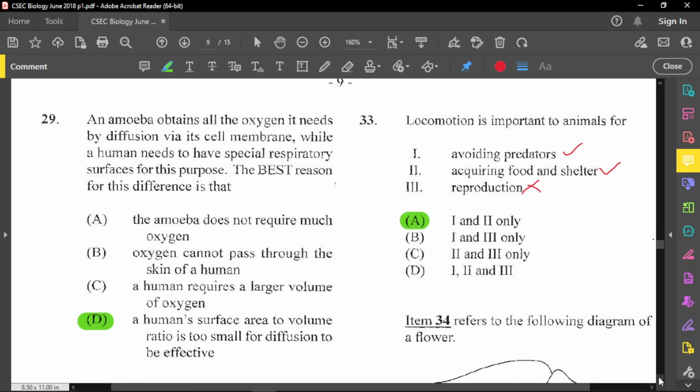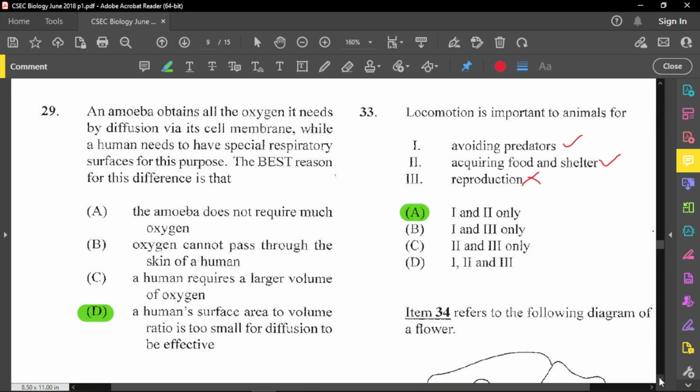Now, for question number 29, it says an amoeba obtains all the oxygen it needs by diffusion via its cell membrane, while a human needs to have special respiratory surfaces for this purpose. It said the best reason for this difference is that, and this again is a repeat question, so I go straight to the answer. A human's surface area to volume ratio is too small for diffusion to be effective. All right, and so yes, for 29, that is D. Let's see what 30 is talking about.